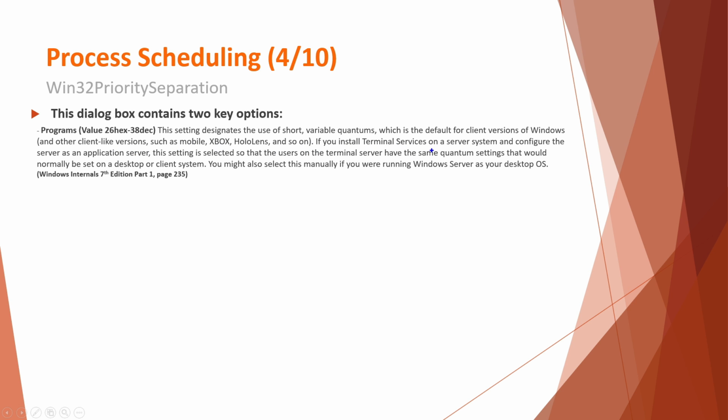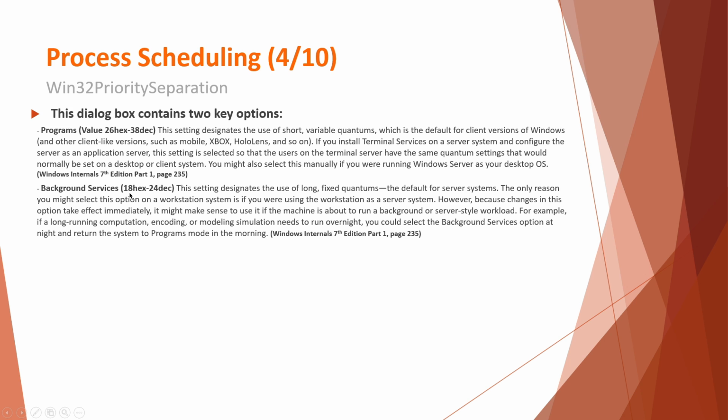If you install Terminal Services on a server system and configure the server as an application server, this setting is selected so that the users on the terminal server have the same quantum settings that would normally be set on the desktop client system. You might also select this manually if you were running Windows Server as your desktop OS. This is the definition from Windows Internals.